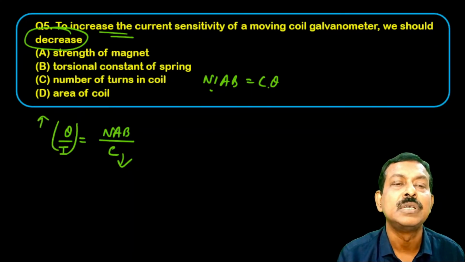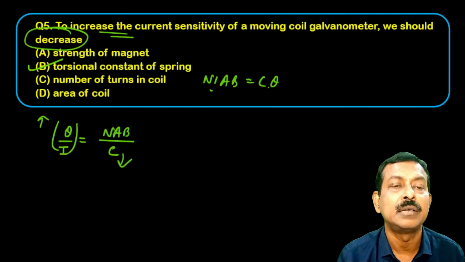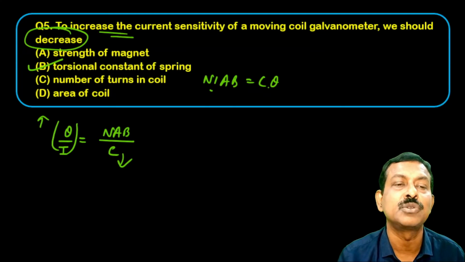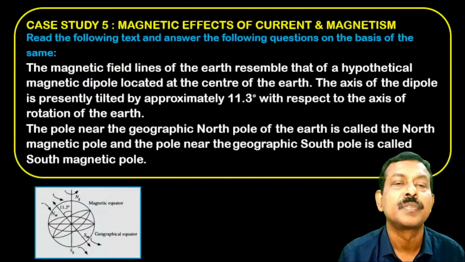So that means the strength of magnetic field is wrong, and the torsional constant of the spring is the correct one. The number of turns and the area of the coil you need to increase to increase the current sensitivity. So the correct option for this one will be the second one, that is the torsional constant of the spring. Let's take the next case study.